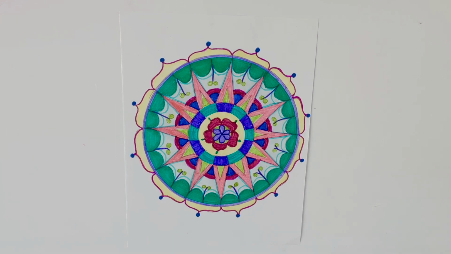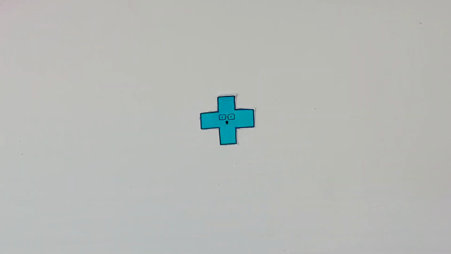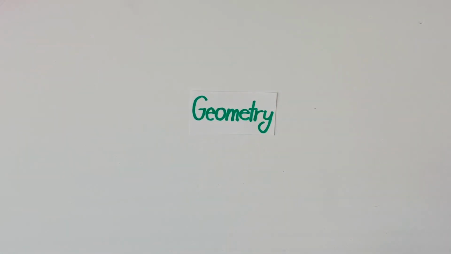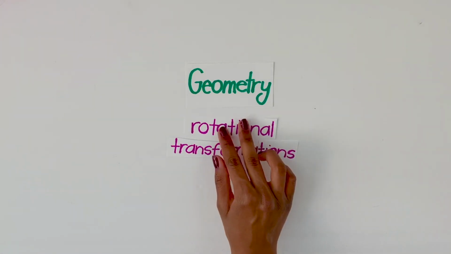Very satisfying, right? But what mathematical concepts make an appearance in this piece of art? I'll give you a hint. One of our past art projects used the same idea. Well, this mandala is a perfect example of the use of geometry in art. More specifically, it covers rotational transformations and reflection.